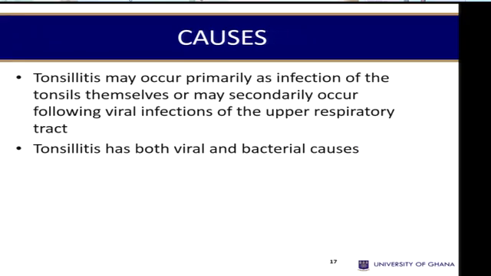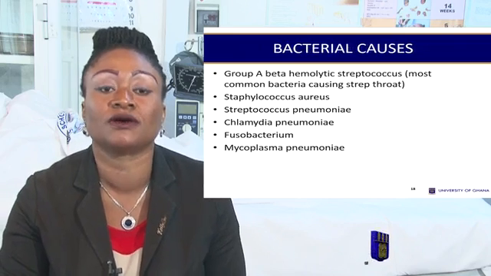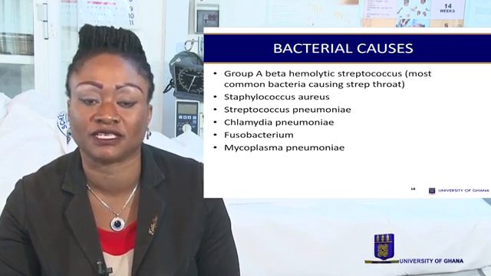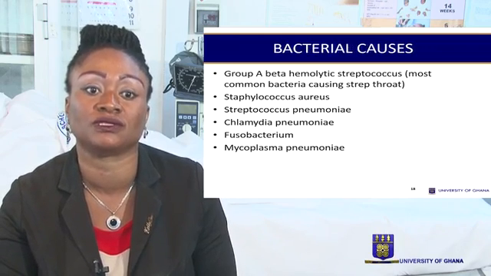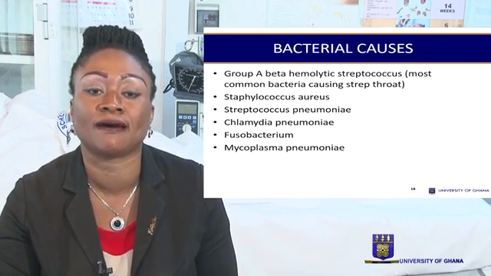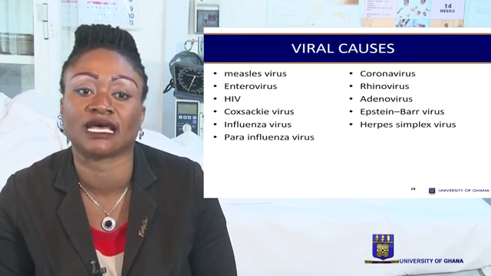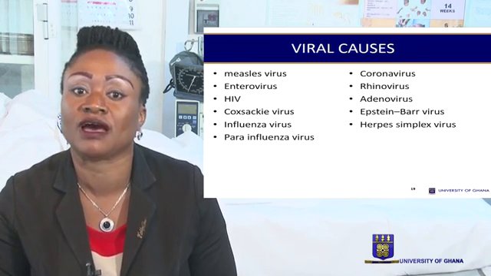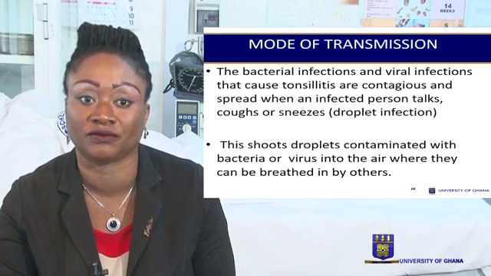So the cause is primarily infection, and it has both viral and bacterial causes. So the following are some of the bacteria that cause tonsillitis. Please refer to the slide. We have the beta hemolytic streptococcus and then other bacteria. The viruses have been listed on the slide: measles, we have coronavirus, and others, to mention a few.